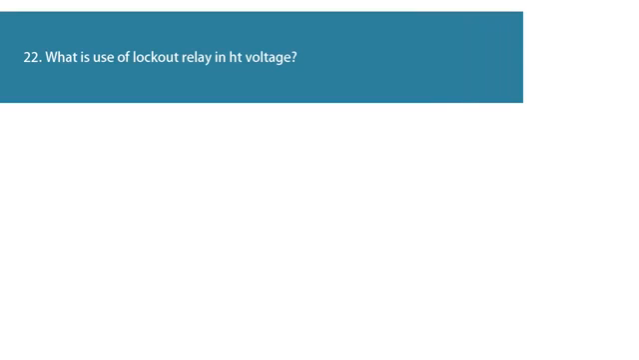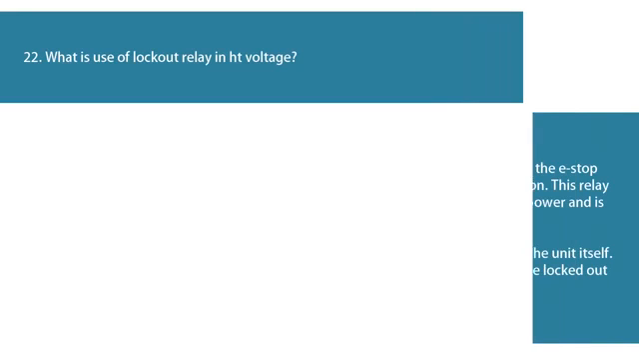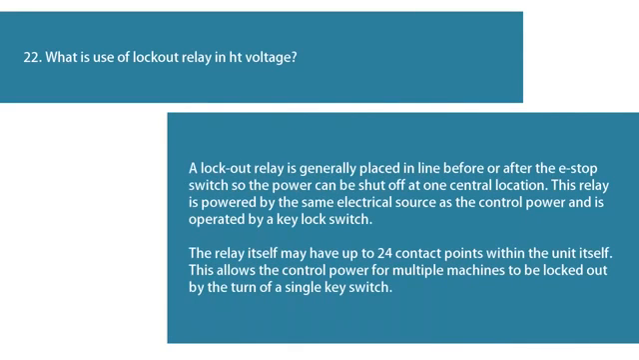22. What is the use of a lockout relay in HT voltage? A lockout relay is generally placed in line before or after the E-stop switch, so the power can be shut off at one central location. This relay is powered by the same electrical source as the control power and is operated by a key lock switch. The relay itself may have up to 24 contact points within the unit. This allows the control power for multiple machines to be locked out by the turn of a single key.